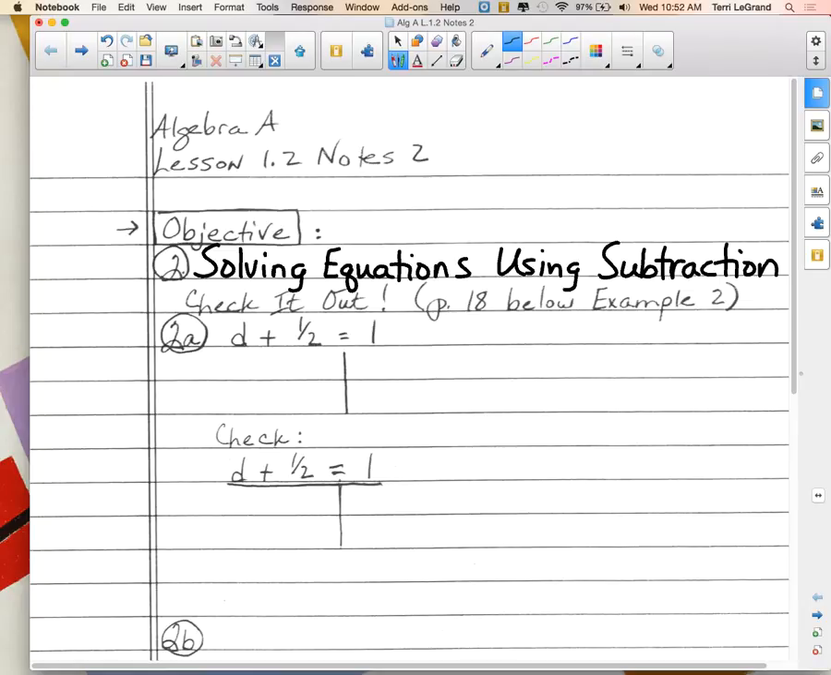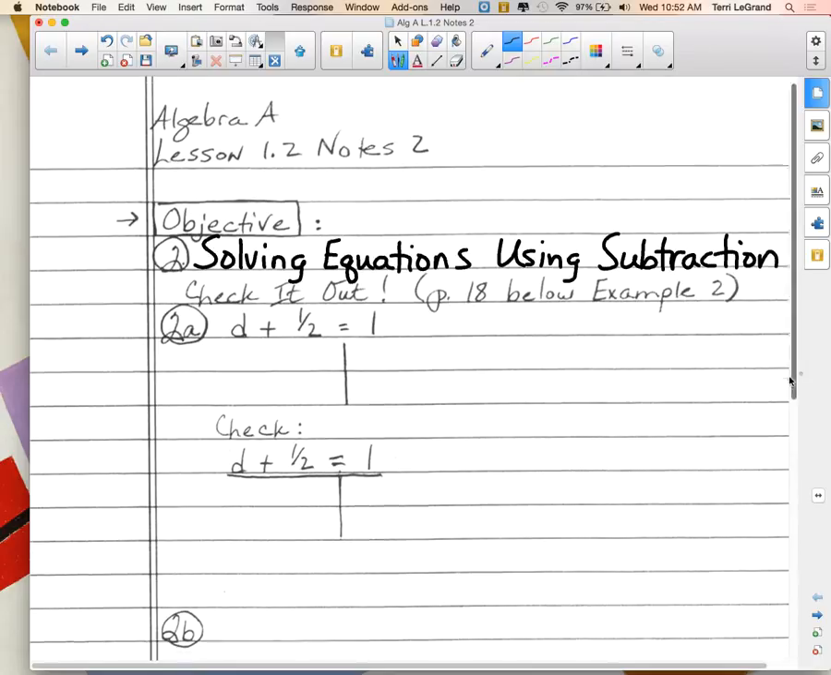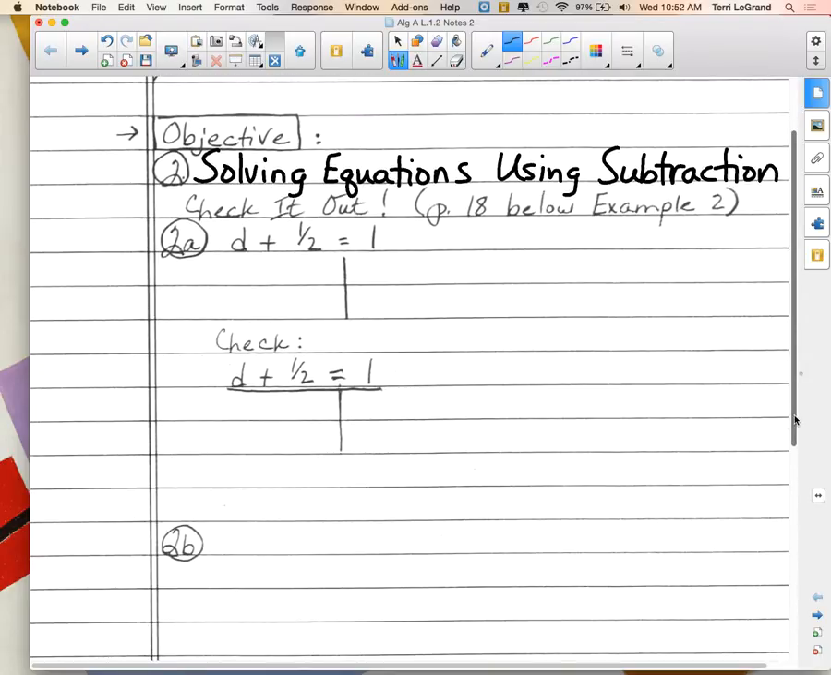Which operation does subtraction undo? Addition, right? Subtraction undoes addition. So if we're going to use subtraction to solve, that means we must have some addition to undo. We need to get the variable alone, so we need to use subtraction to undo the addition that's going on in the equation. So we're at about the middle of the page, the check it out problem.